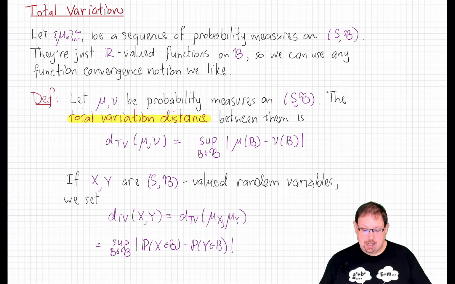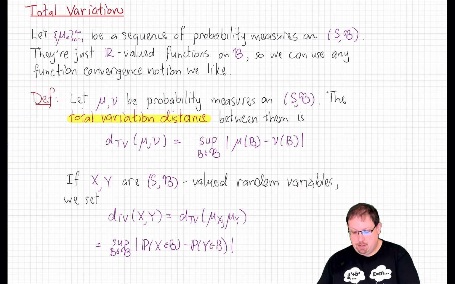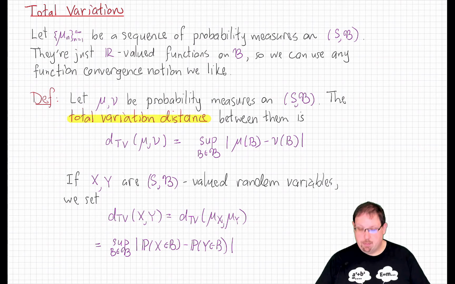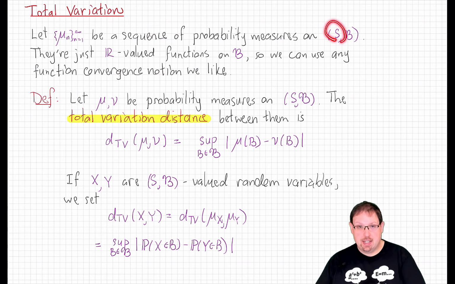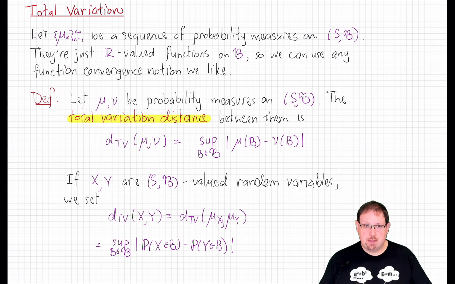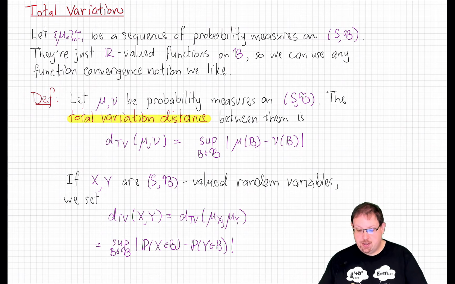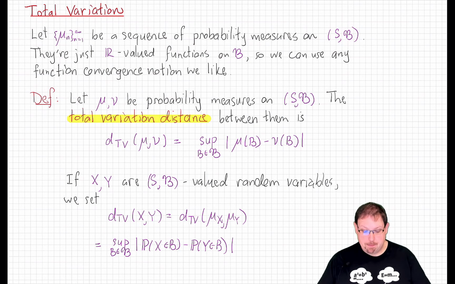If mu n is a sequence of probability measures on some fixed measure space, which I'm calling (S, B) because we're probably thinking of these as the laws of some random variables taking values in some state space S. Let's just think of these measures as functions defined on this space B. And so we can use any notion of convergence for functions that we like. We could use pointwise convergence or the stronger uniform convergence, which is what total variation is. We define it in terms of a metric.